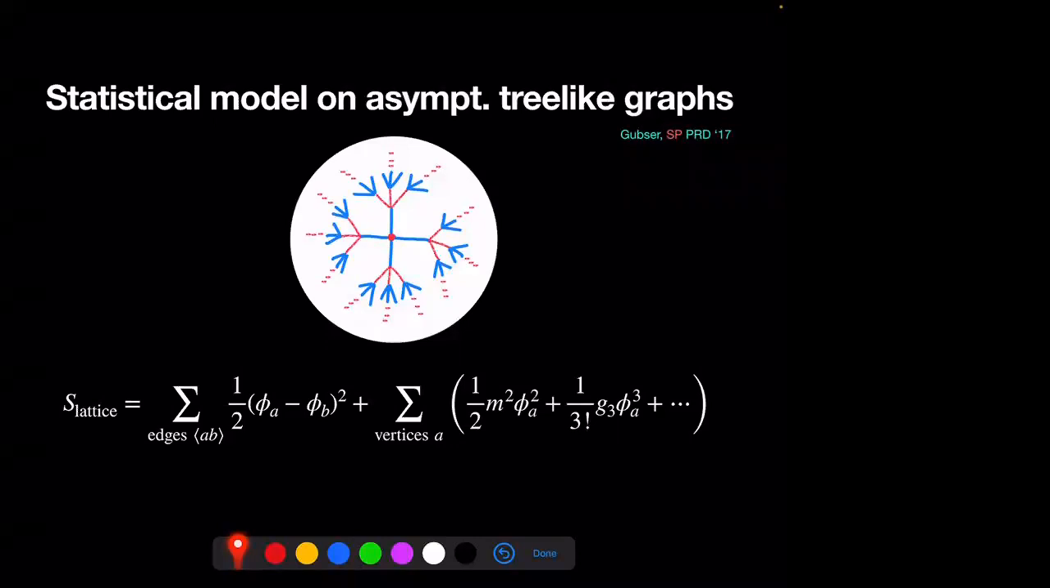The simplest thing I will be focusing on today is that the fields phi are defined on the vertices, not on the edges. So we just have the vertices, where there is some scalar field which is fluctuating. There is no gravitational degree of freedom. So it's like some kind of statistical model on a fixed background.